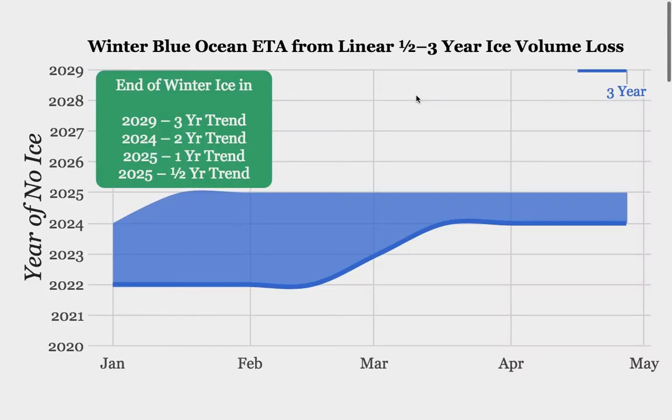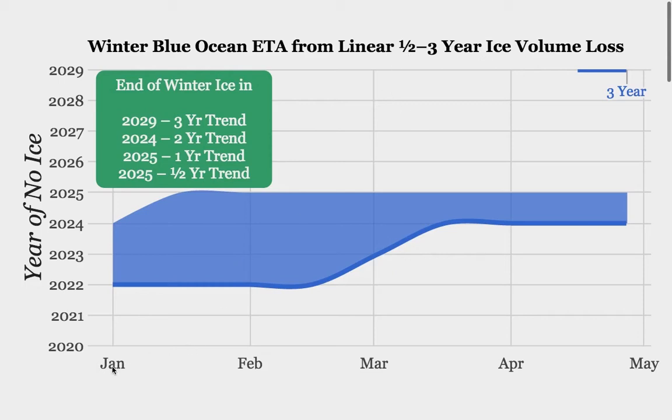Then we proceed to this slide, and here you can see we have longer trends, longer than a month. We have everything from a half-year volume loss trend to 3-year volume loss trends. This has nothing to do with 3-year-old ice or 2-year-old ice or anything. This is just how much ice volume we've lost over the past 3 years, 2 years, 1 year, and a half year.